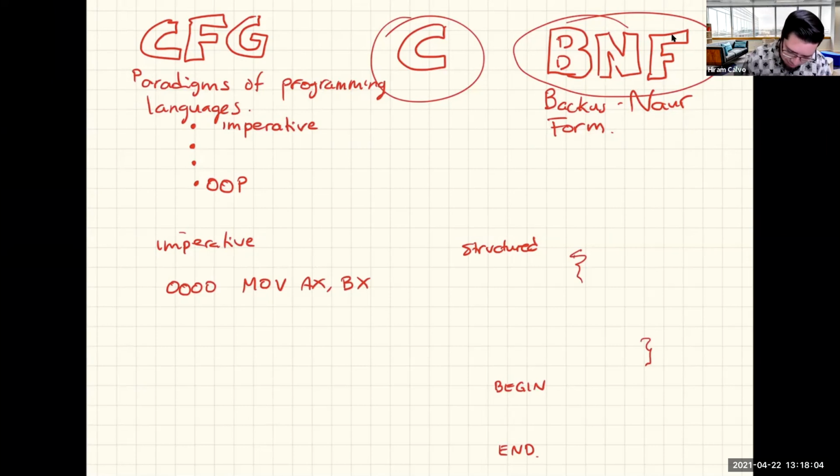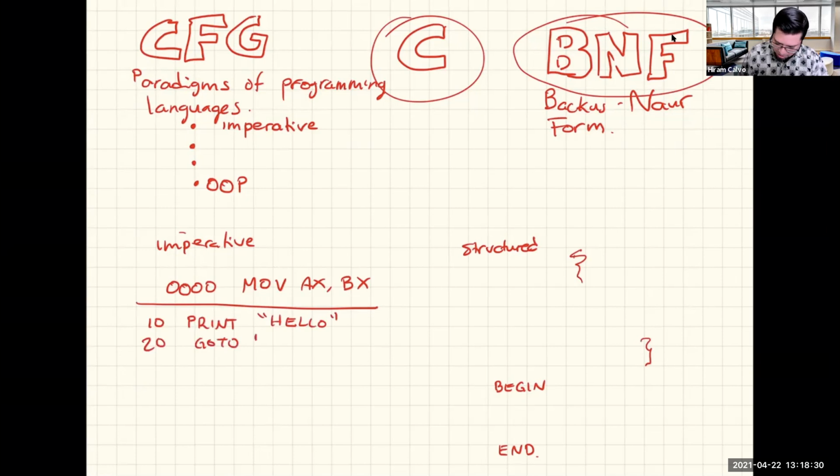But maybe at a certain point of your studies, you have come across these things. The simplest one is the imperative, which is like assembler, or things like BASIC. I don't think you know BASIC, but it was very basic. You say something like print hello, and then line 20, goto 10. And then it prints hello, hello, hello, and that's it.